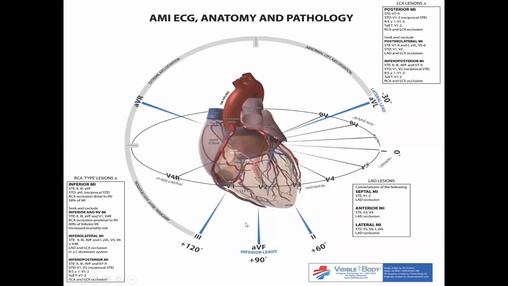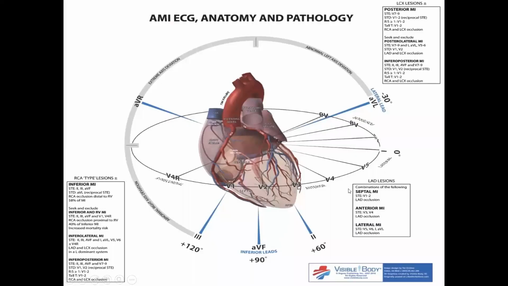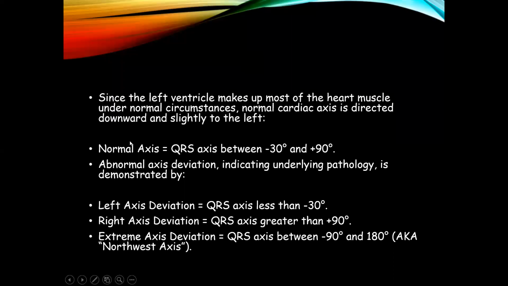If it's greater than 90 on this side, then it's right axis deviation. If it's beyond -30, that is left axis deviation. Then extreme axis deviation is when the QRS axis is between -90 and 180 degrees, so from here all the way to here.